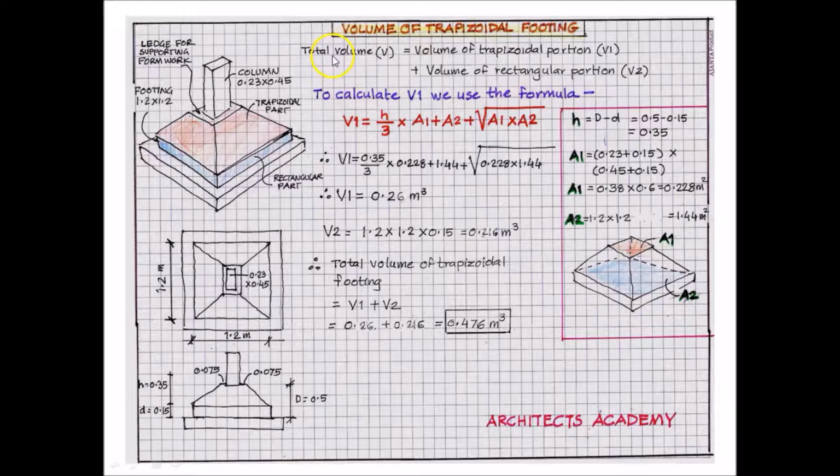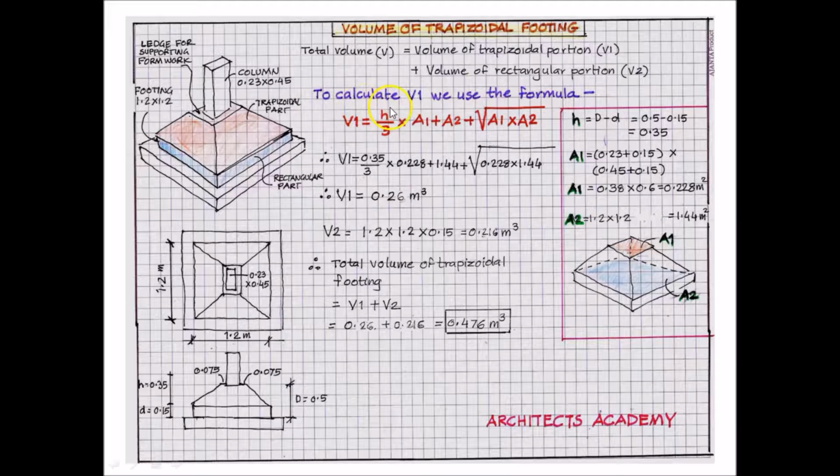So to calculate the total volume of the trapezoidal footing, we will have to calculate the volume of the trapezoidal part, which is going to be V1 as has been shown here, plus the volume of the rectangular part, that is V2, as can be seen here. So these will be the two parts of the footing and we'll have to add them together.